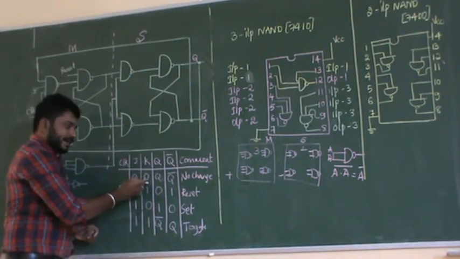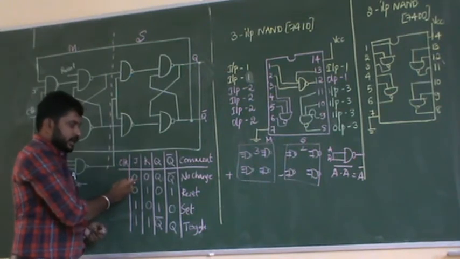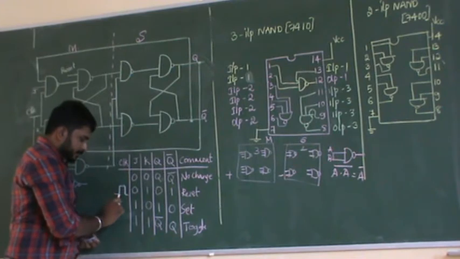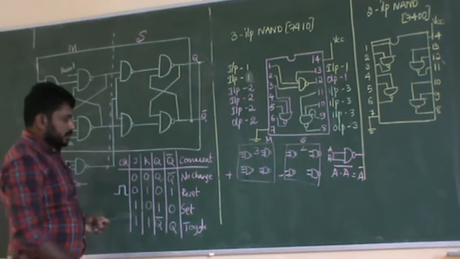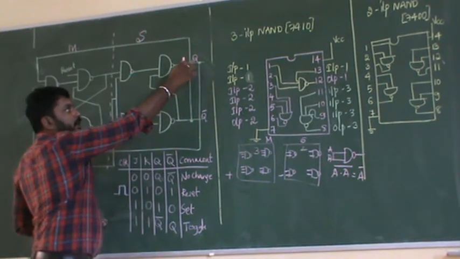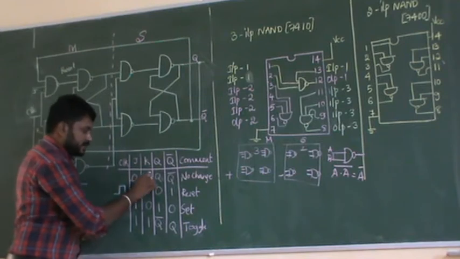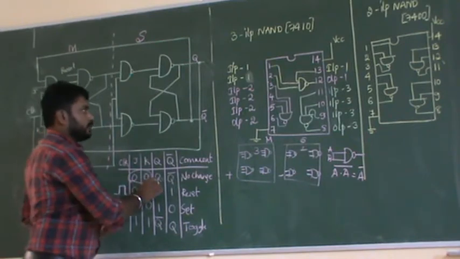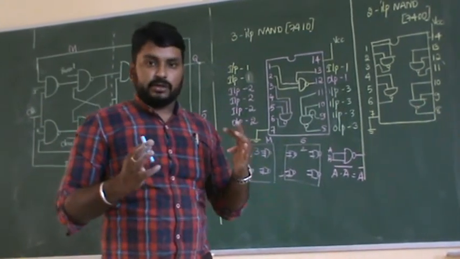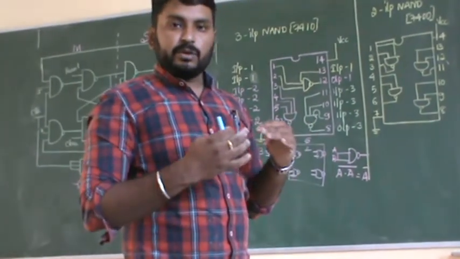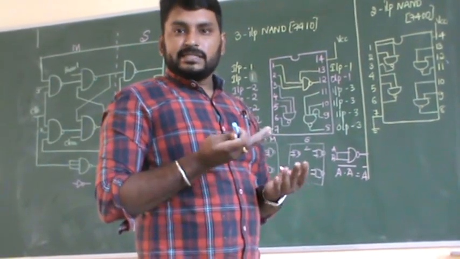Fine. So J, K can take either 0 or 1. When both J and K are 0 and 0, and if my clock pulse is positive, then what will be our output? The output will be Q only. If both my inputs are 0 and 0, my output will be Q only. If my output is 0, it stays 0. If my output is already 1, it will be holding that state.